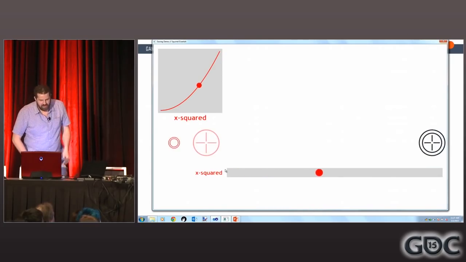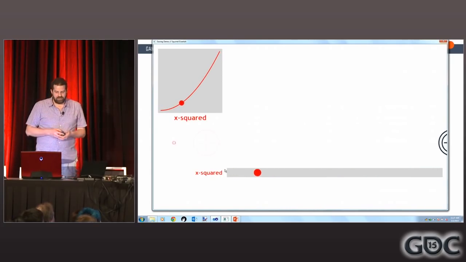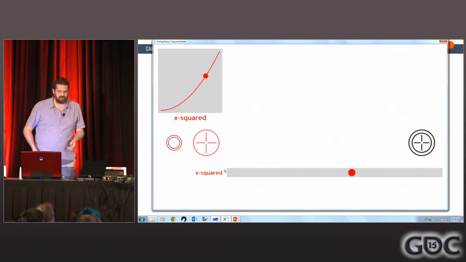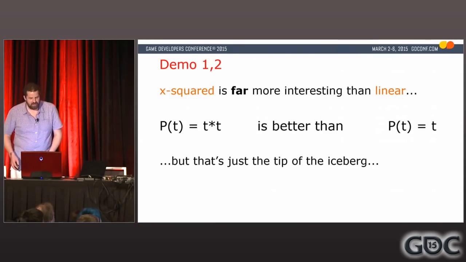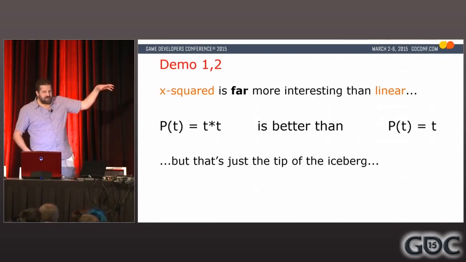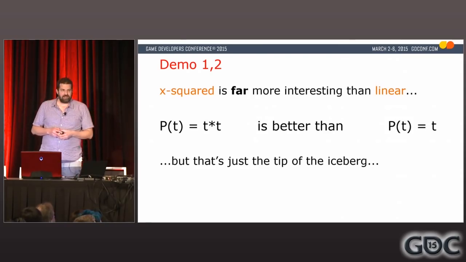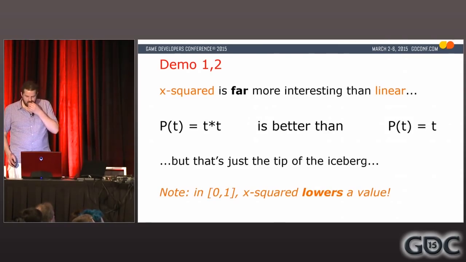And then, of course, if I square it, now I have things that are just a little more interesting, like the thing on the right starts off slow, and then it goes faster. That's not super cool yet. But certainly, x squared is better than just x, right? We're at least starting to get some sort of interest.